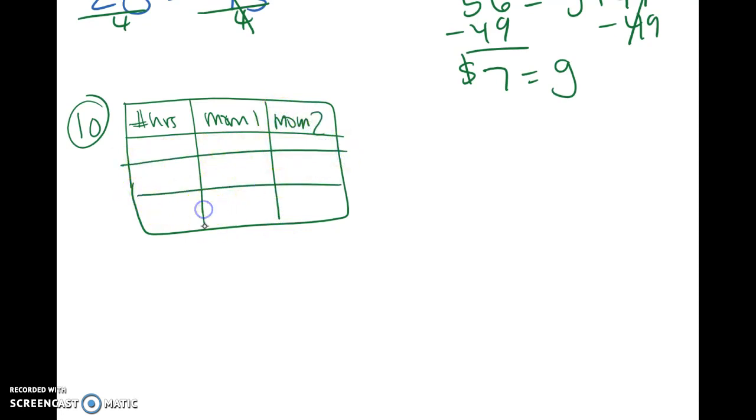So the information given to us is if you work 1 hour, 3 hours, or 6 hours, mom 1 will pay you 13, 23, or 38. 16 for mom 2, 19, or 22. Okay. And remember, our directions for this was set up a system of equations and then solve it. So how can we do this? How can we find an equation of a line for this?